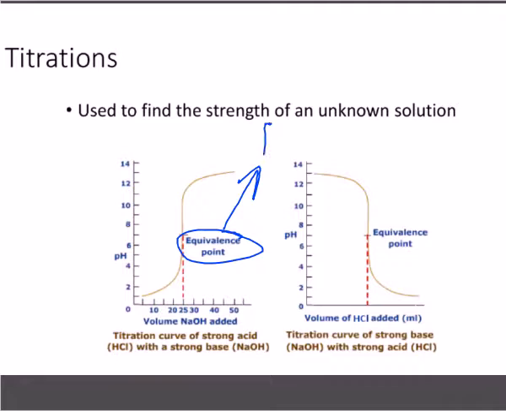So, guys, the equivalence point is where your H plus concentration equals your hydroxide concentration. All right? It's where those two ions are equal, where you have the exact same amount. So if you have 5 hydrogen ions, you're going to have 5 hydroxide ions to make it equal.